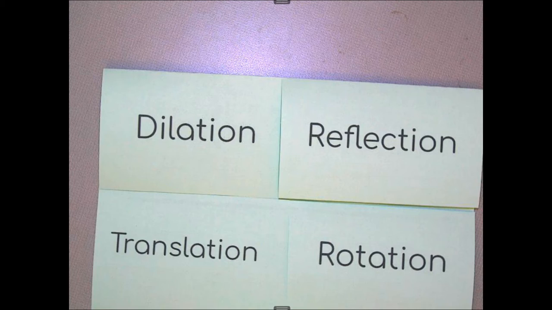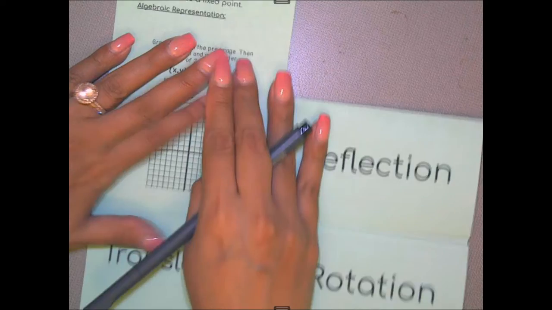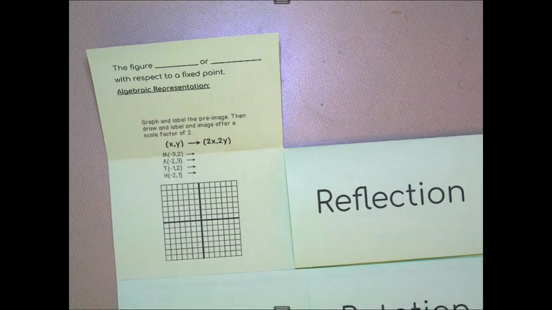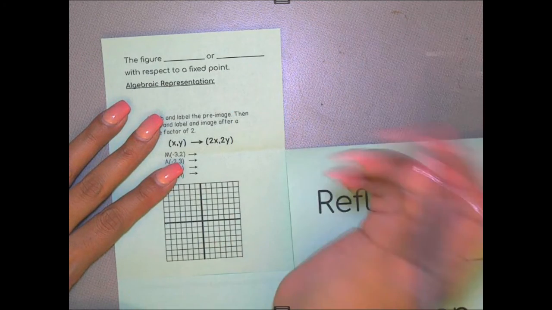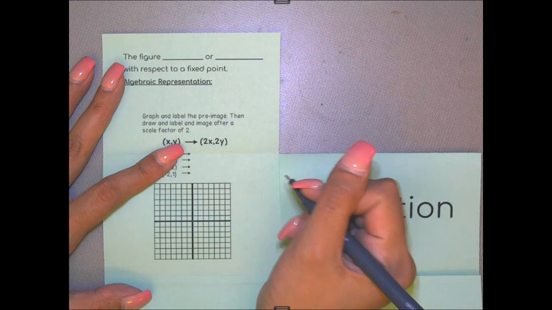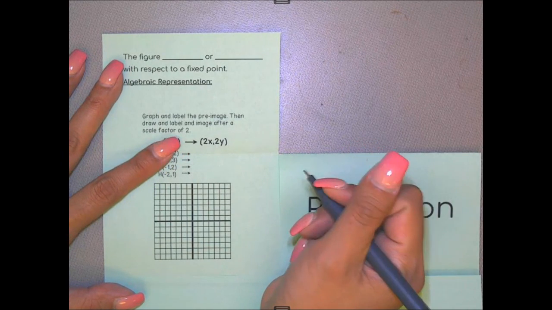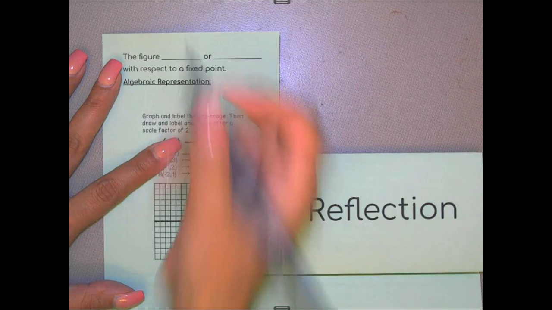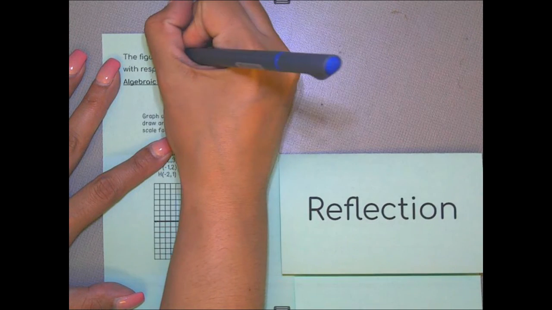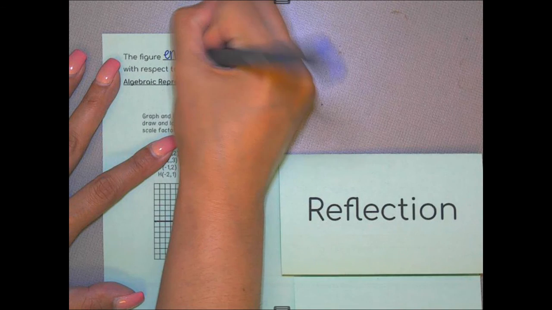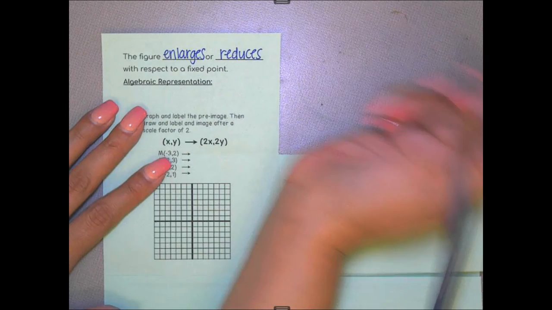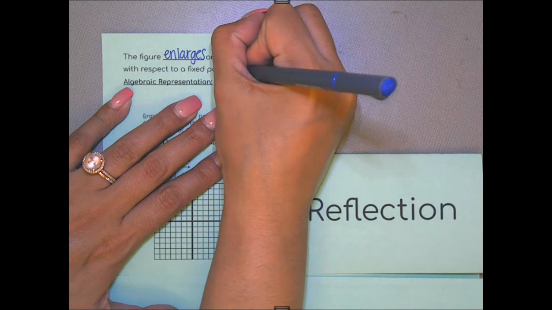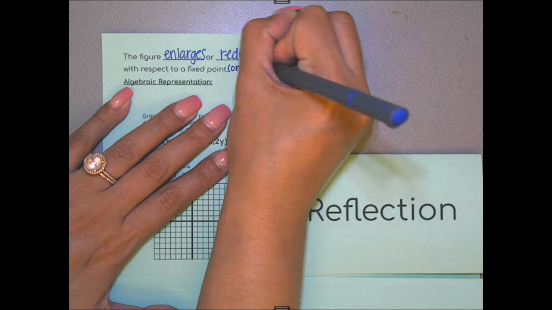Now we're going to start with our first transformation, which is a dilation. A good way to start with the dilation is to talk about the definition. It says the figure is blank or blank with respect to a fixed point. If we think back to dilations, that's when a shape gets bigger or smaller. So it's when the figure enlarges or reduces with respect to a fixed point. And in 8th grade math, our fixed point is the origin.